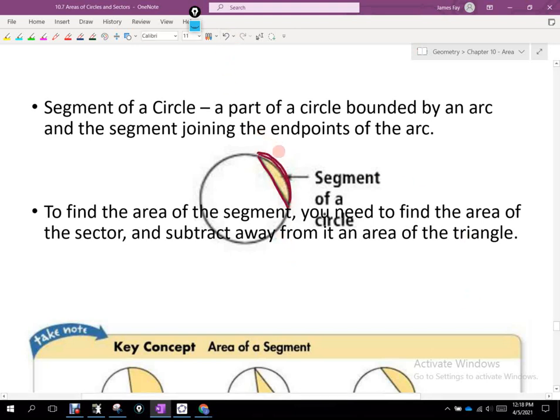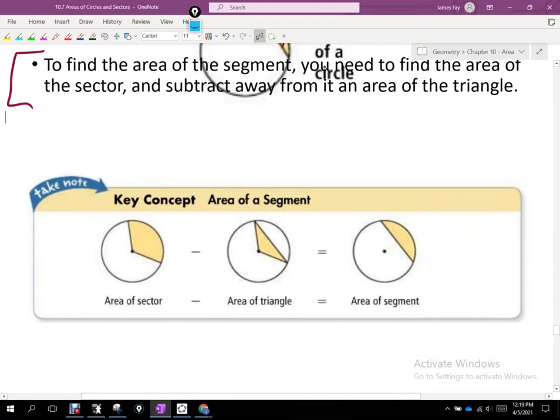Okay? Now, we don't have a formula for that segment. We don't have a specific formula for that thing, to where I could take maybe the chord length and multiply it by the arc or something like that. We don't have something that is very direct for finding that area. Okay, so we need to develop a plan, and the plan is right here. It says to find the area of the segment, you find the area of the sector, and then subtract away from it the area of the triangle. So I'm going to show you these things right here.